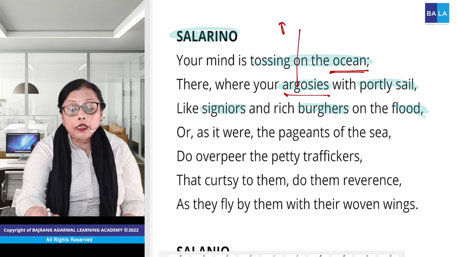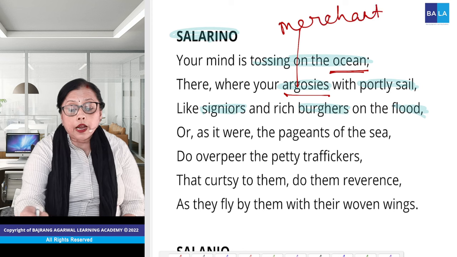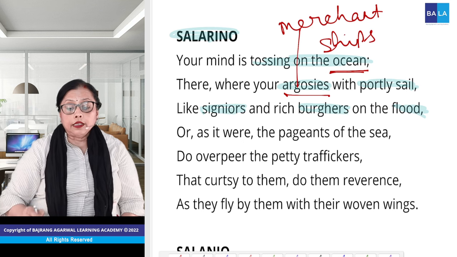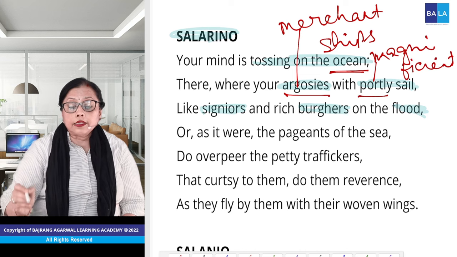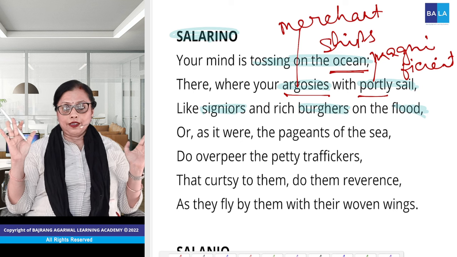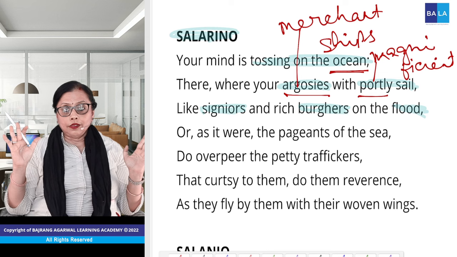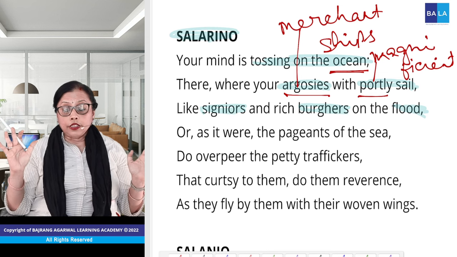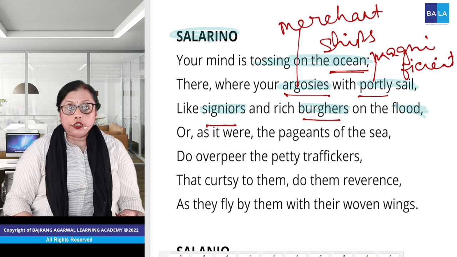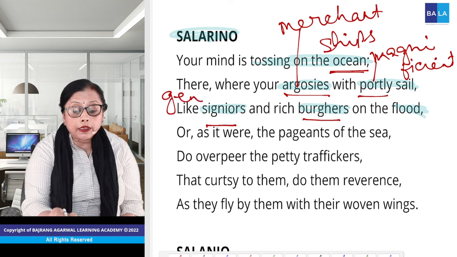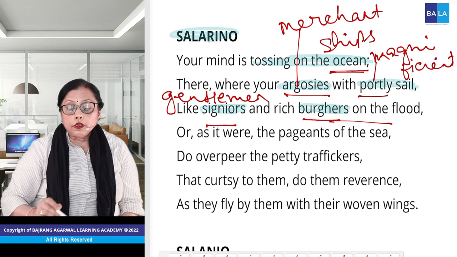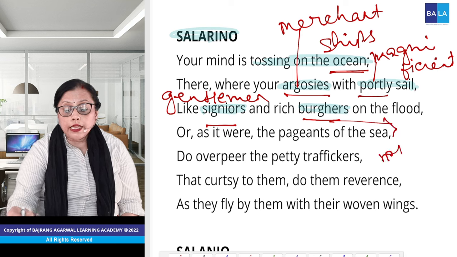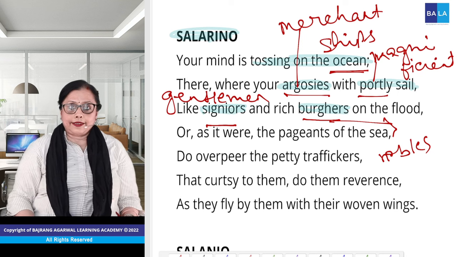Because your argosies, meaning your merchant ships, are there on the sea with their portly, meaning magnificent, sails. After all, he is the merchant of Venice, so the sails are magnificent. Your ships full of merchandise and goods are there on the sea. And the ships look like signiors and burghers. Signiors are rich gentlemen, and burghers are nobles. So your ships look like people of status.